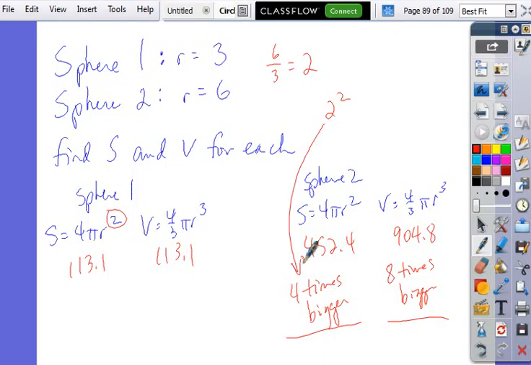What do we do on every volume problem ever? You cube something. It's something cubed at the end. Well, what is 2 cubed? 8. So that's all you got to do to figure out how much bigger the surface area and volume of one sphere is compared to the other one. Check the radius part, second radius divided by the first radius, and then take that number and square it for the surface area, and then cube it for the volume.